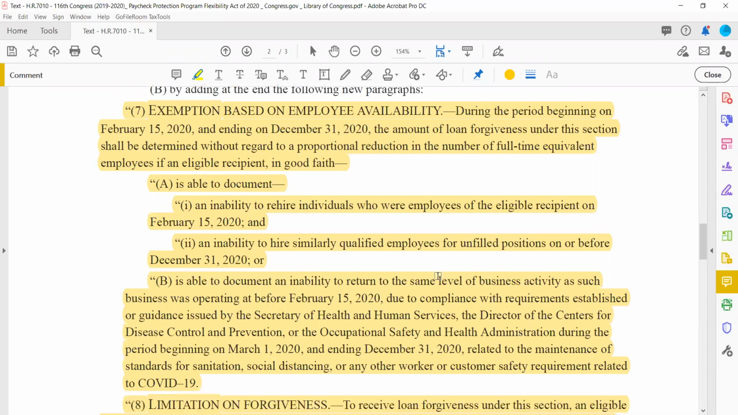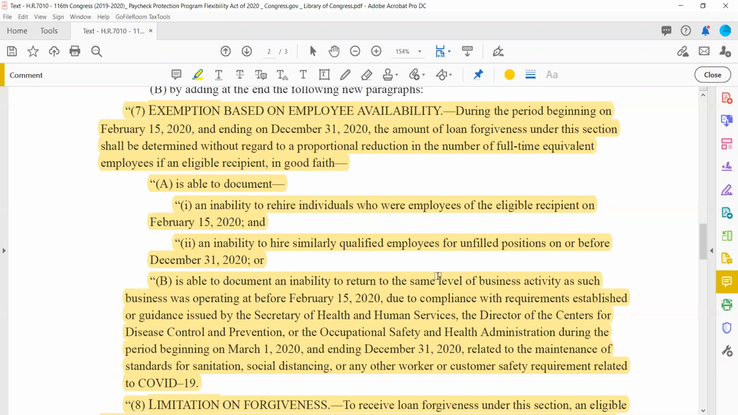And also if you weren't able to bring your employees back because you had an inability to do so, because you couldn't get back to the same level of business activity, and it's using this 2/15 or 2/20 date because of certain regulations that were in place. Restrictions on operating, especially dental offices, that's another safe harbor that's in play. And again, good faith, document that.